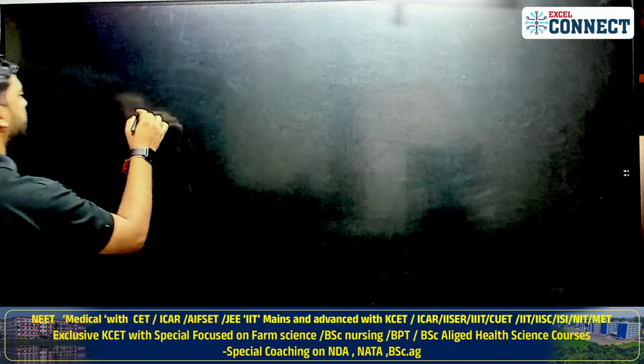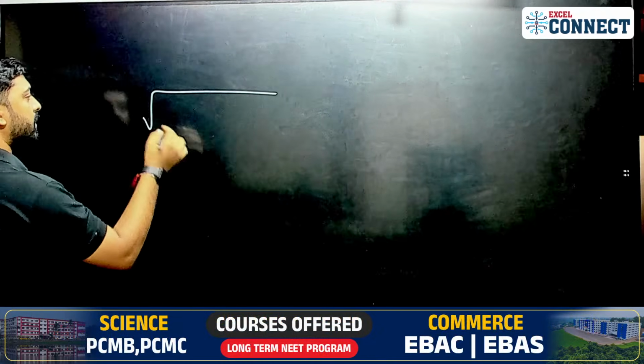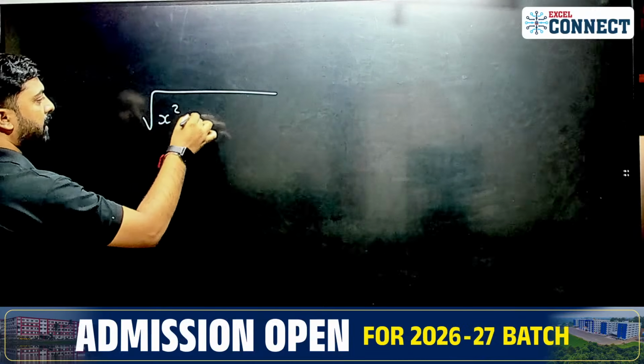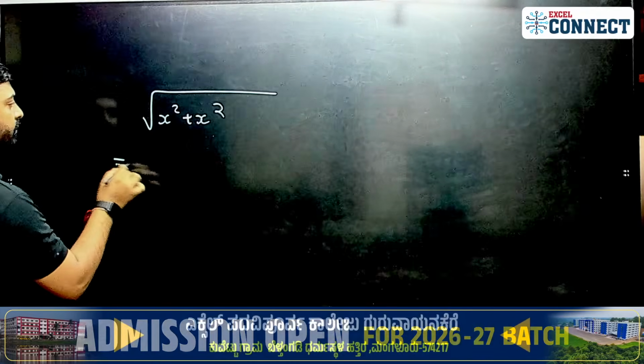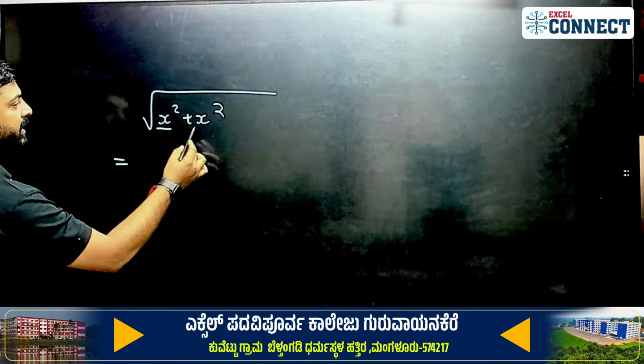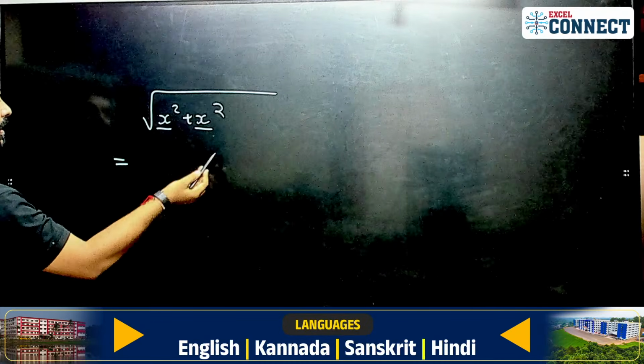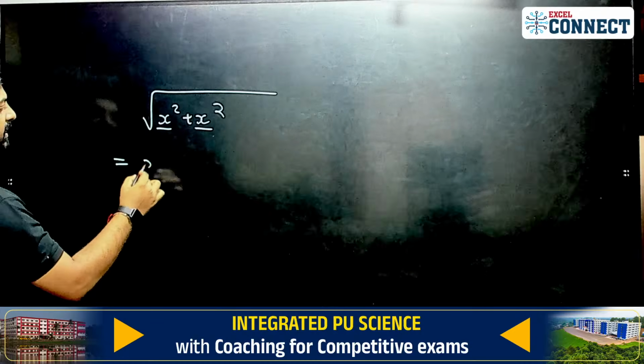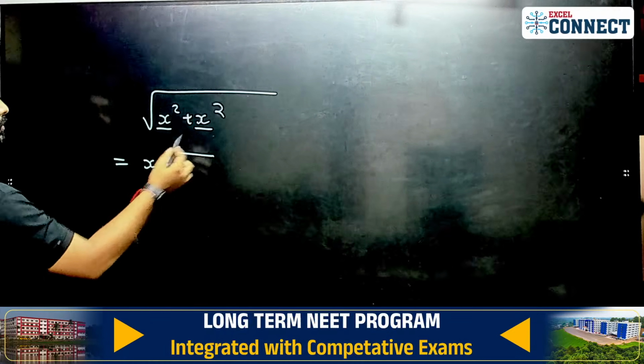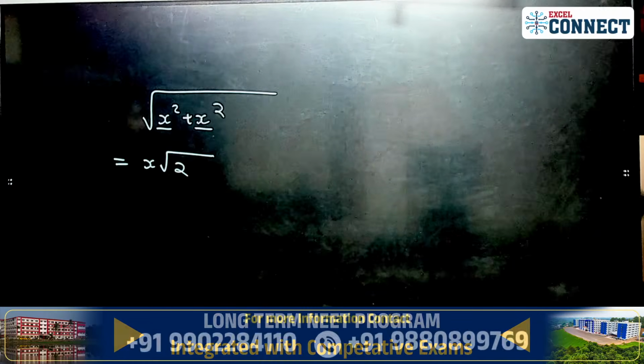So if there are same terms, x square plus x square, what is the answer for this? Since both the terms are the same and they are getting squared, we can take x outside, it will be x. There are two terms, then it will be x root 2. Okay.